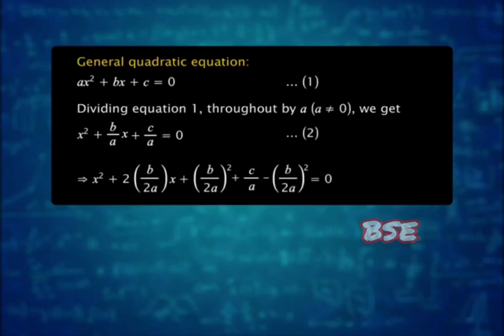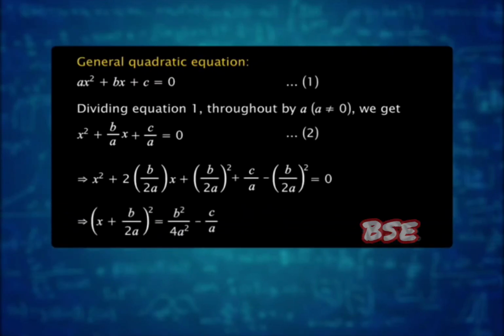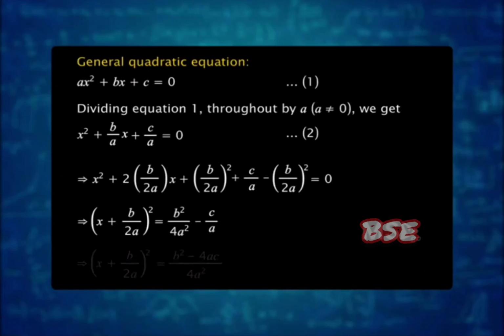Now, to complete the square, rewrite the middle term as twice b by 2a into x. Then, add and subtract b by 2a whole squared to get the equation x plus b by 2a whole squared equals b squared minus 4ac whole upon 4a squared. Let's call this equation 3.